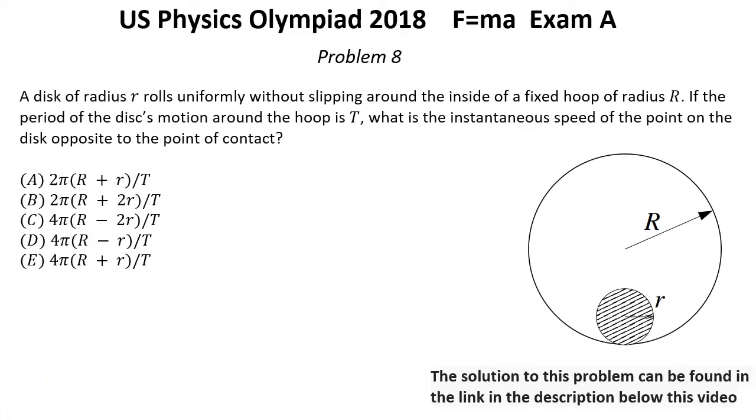Problem number 8. A disk of radius r rolls uniformly without slipping around the inside of a fixed hoop of radius R. If the period of the disk's motion around the hoop is T, what is the instantaneous speed of the point on the disk opposite to the point of contact?